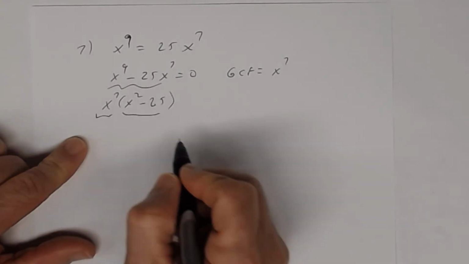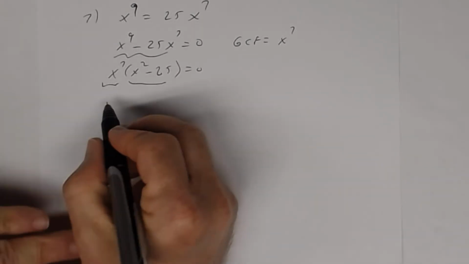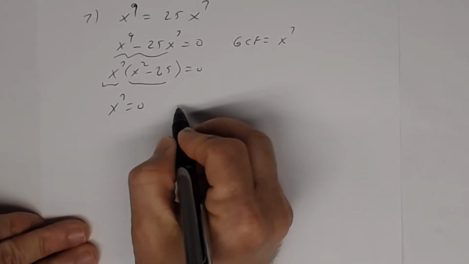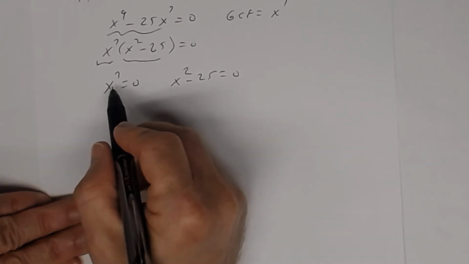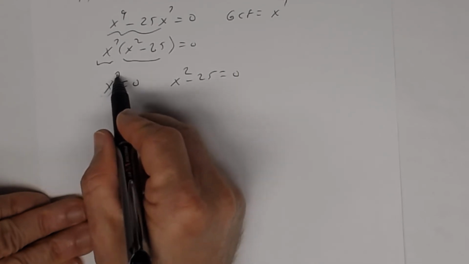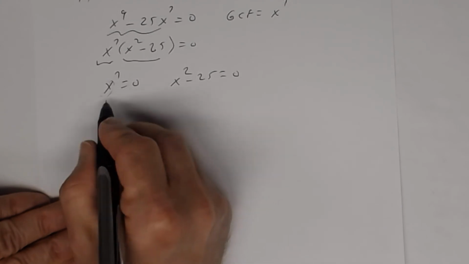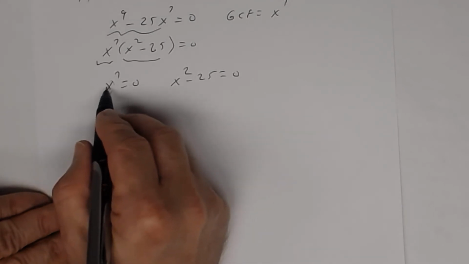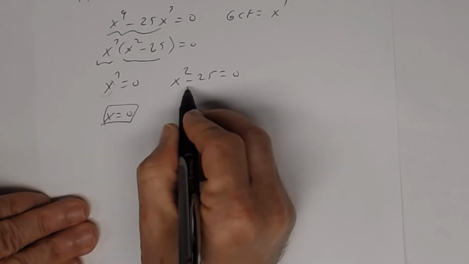Then you're going to set each of those factors equal to 0. Don't forget to put equal 0. You're going to set each of those factors equal to 0. So x to the 7th equals 0, and x squared minus 25 equals 0. And then ask yourself, this one's the easy one, that monomial. What number raised to the 7th is 0? There's only one number that works, and that is 0. Because 0 to the 7th, 0 times itself 7 times is 0. So x equals 0.